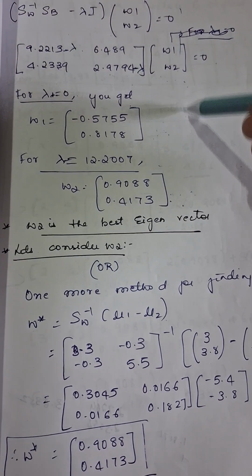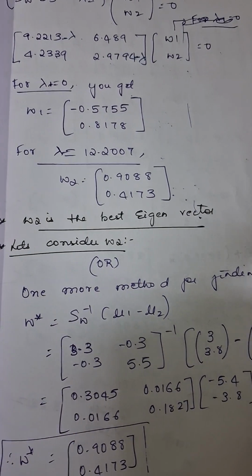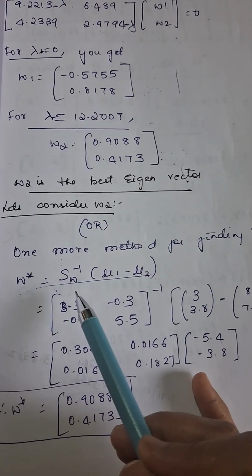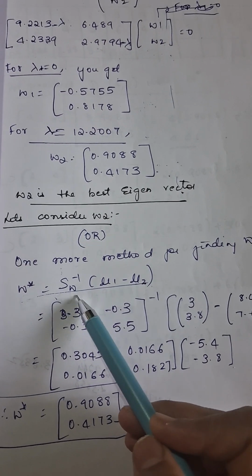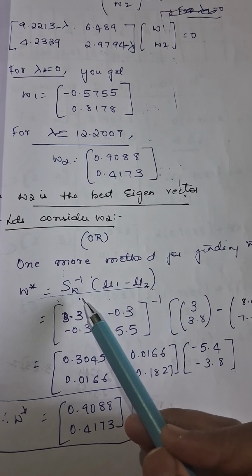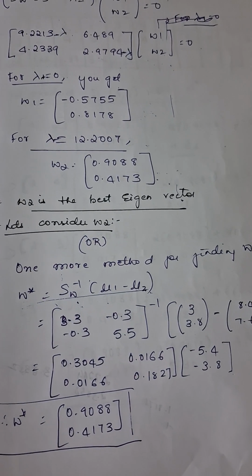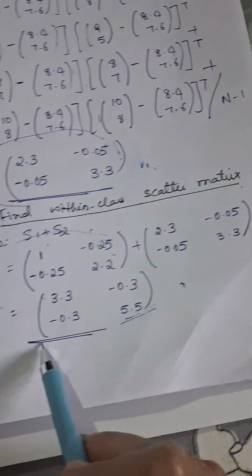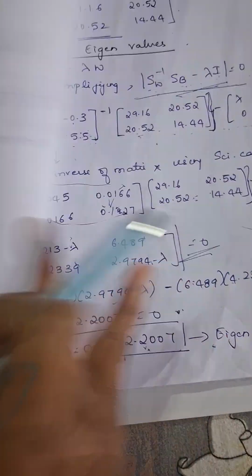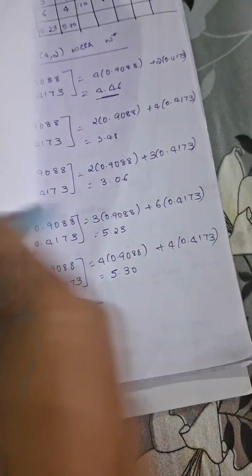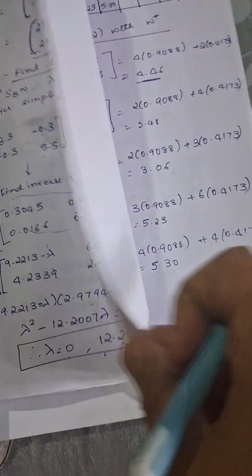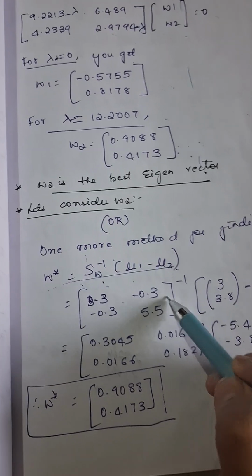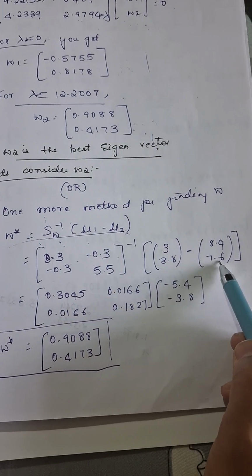Now if you are not ready to do all these steps, there's one simple way of finding W. You can remember this equation. That is one more method for finding W: W = SW inverse into (mu1 minus mu2). SW inverse is nothing but the inverse of the within class scatter matrix which you found in step 3. So take that within class scatter matrix and multiply it with mu1 minus mu2.